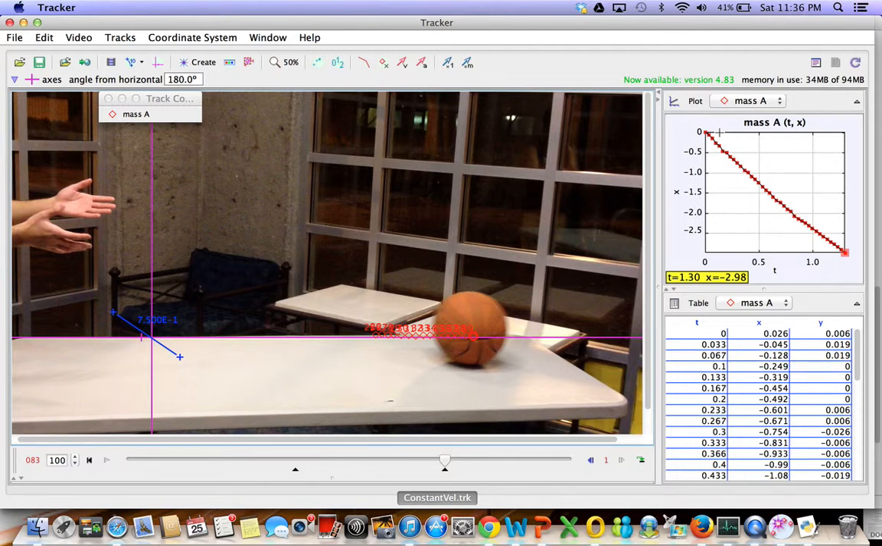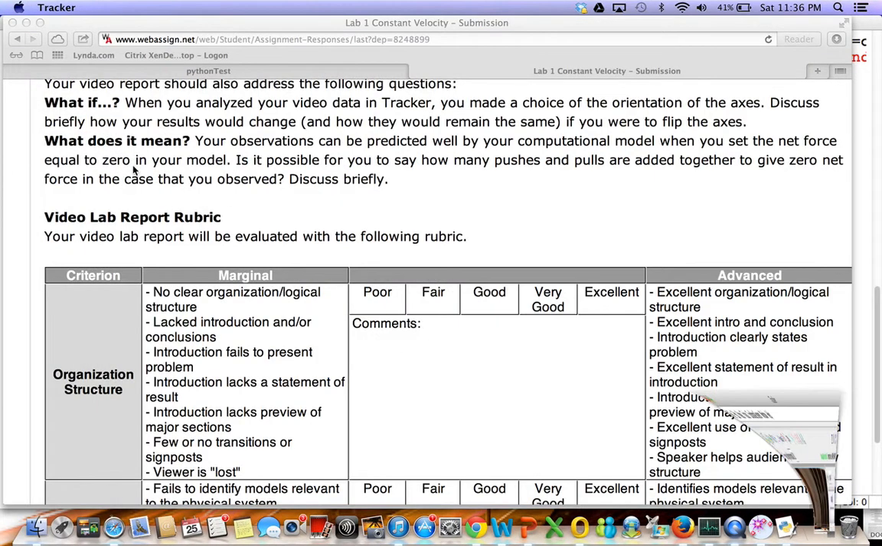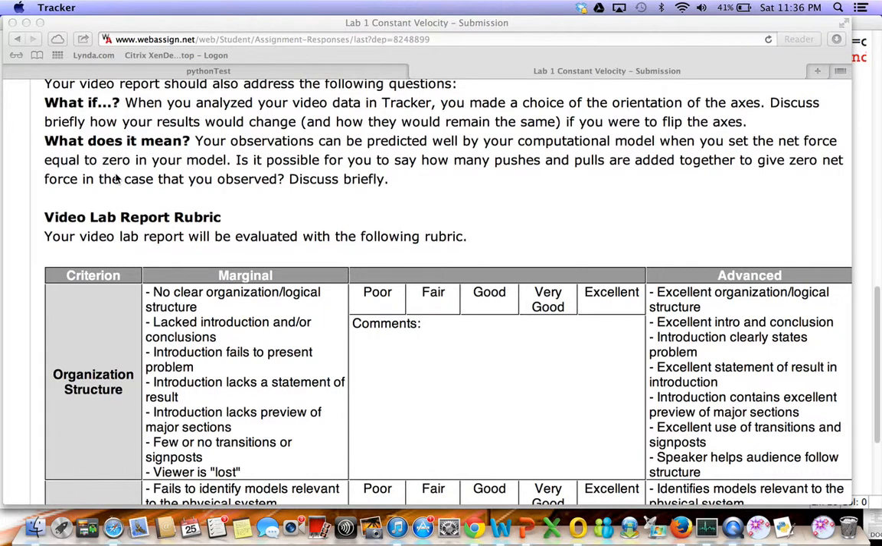Also, with regard to the what if question, the what does it mean question, I've already discussed that we do not know how many or what exact forces make up the net force acting on the ball. All we know is whether or not the sum of all the pushes and pulls is 0 or non-zero based on the position time graph.